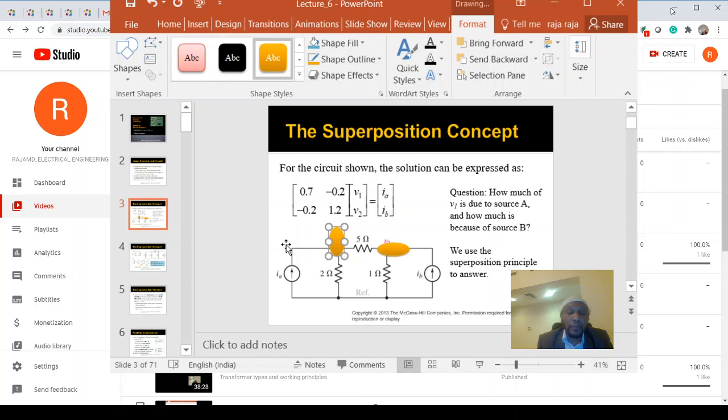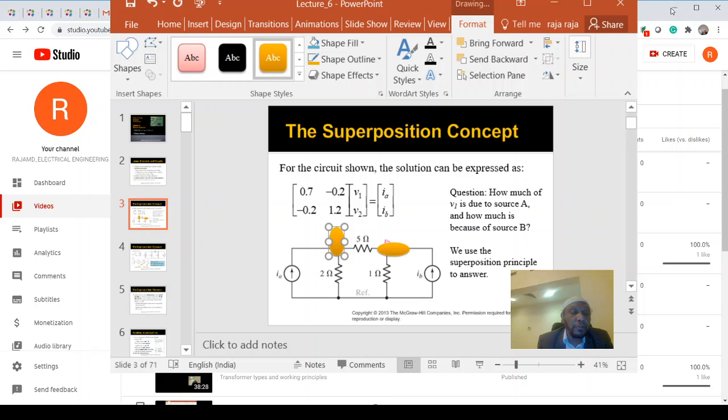For this type of problem, how do we solve it? We use the superposition principle. So what is the superposition principle? It states that if you have two sources, and initially I explained only two sources, but we can have many sources also in the electric circuit. So we go by easy cases.